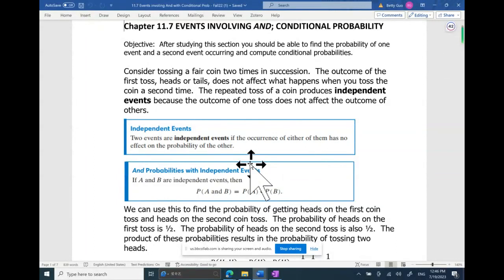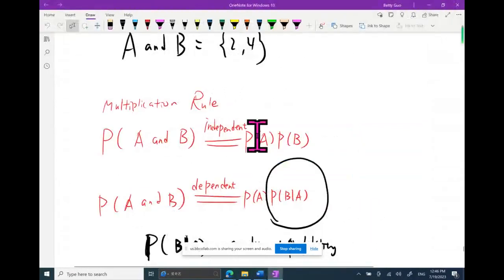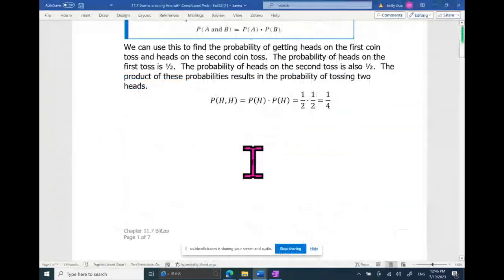So those are the two things. The focus of this section is to find the probability of A and B, right? So whenever we need to find the value for P of A and B, the first thing we need to do is to determine, are the two events independent or dependent? If they are independent, use the first formula. If they are dependent, use the second formula. All right?